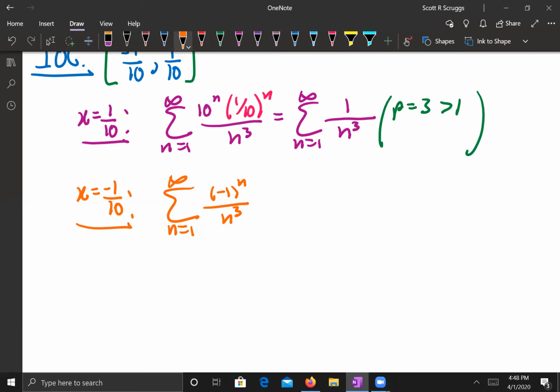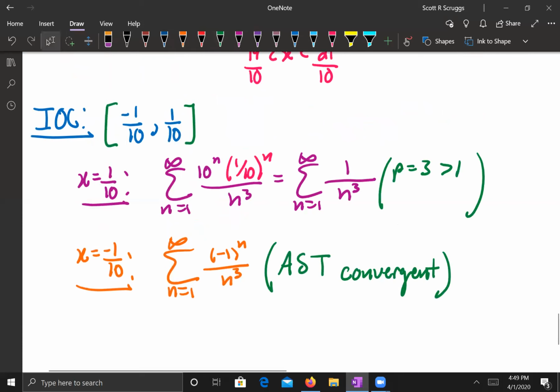But anyway, so, and with that, we would use the alternating series test to conclude that that is convergent. Which is why we have both endpoints included in our interval of convergence. All right. Any questions on this example?